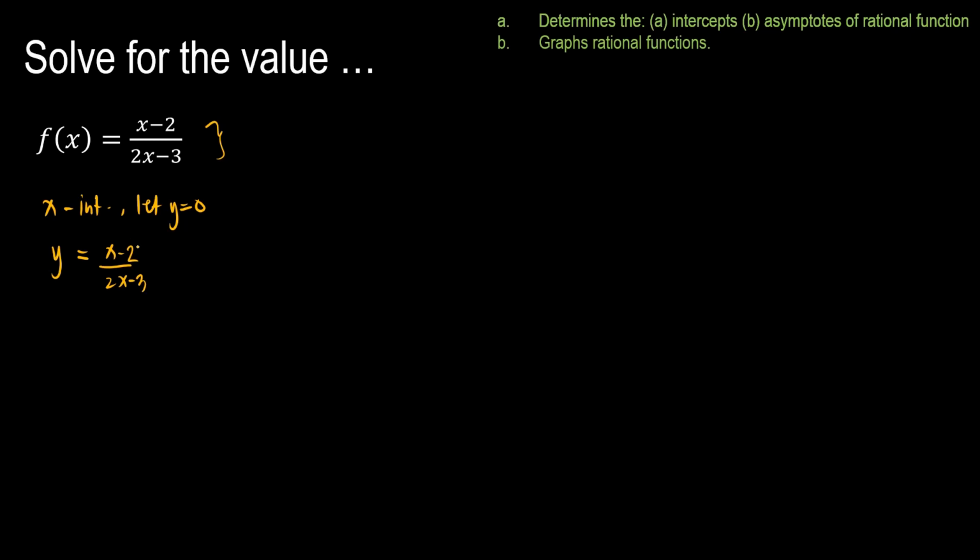Okay? So, diretsuhin na natin. So, we have y is equal to, we have 0 is equal to x minus 2 all over 2x minus 3. Then, do the cross multiplication. We have 0 times 2x minus 3 is equal to 1 times x minus 2. This one is equal to 0, and this one is equal to x minus 2. Then, transpose si negative 2 magiging positive 2. So therefore, our x-intercept given that y is equal to 0 is 2.